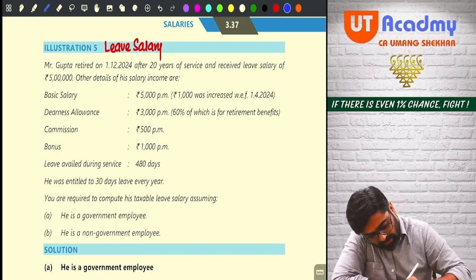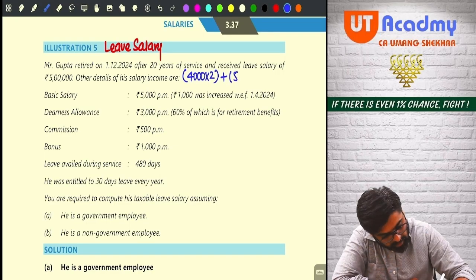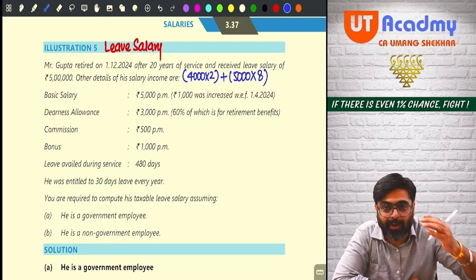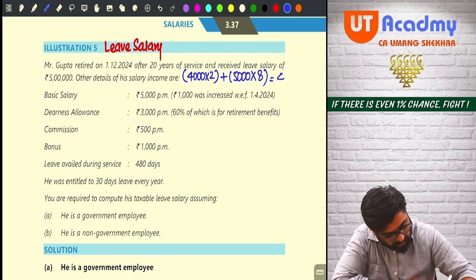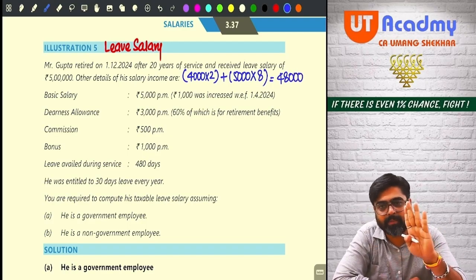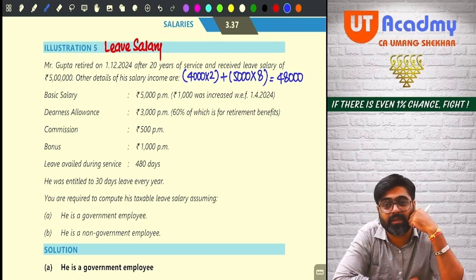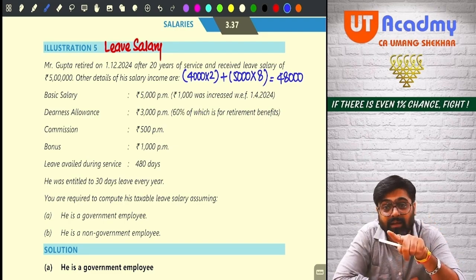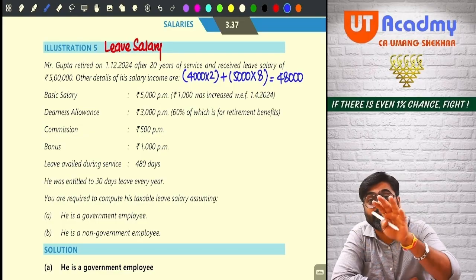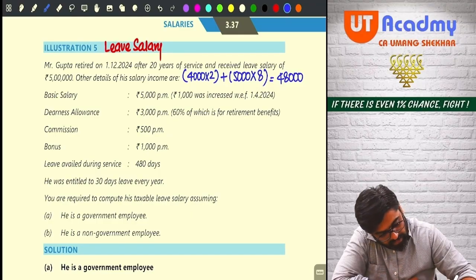So basic salary: 4,000 into 2 for February and March, plus 5,000 into 8 from April to November, and that will give me 48,000. Now tell me, during the last 10 months, the DA did not change. DA remained 3,000 only. Out of that, only 60% is in terms, meaning 1,800. During the last 10 months you have received 1,800 as DA in terms. 1,800 multiplied by 10 will give you 18,000.